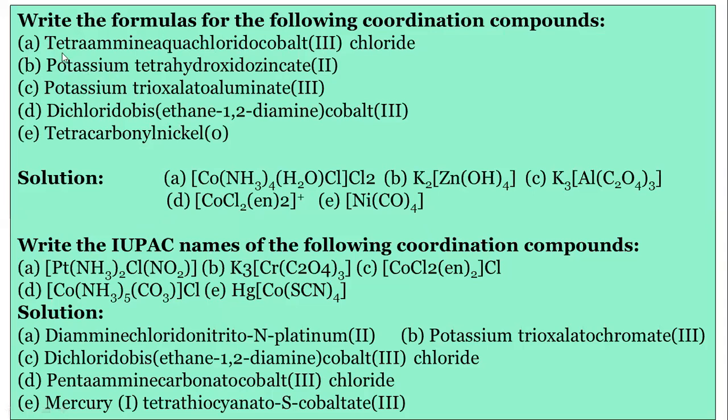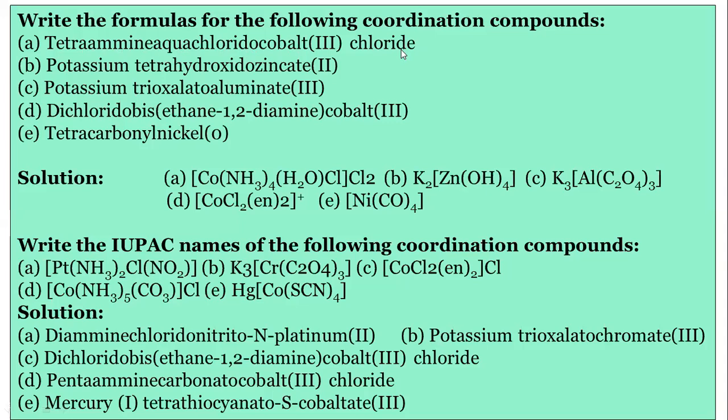So the name indicates it is a tetra. First read the name of the complex carefully. So what is this complex? It is a tetraamine. Then it is aqua. Then chloride is there. Chlorido, because chloride is converted into chlorido, and cobalt 3 chloride.